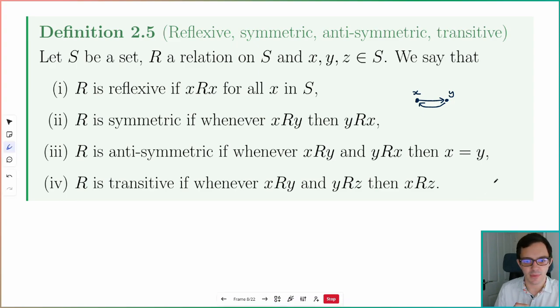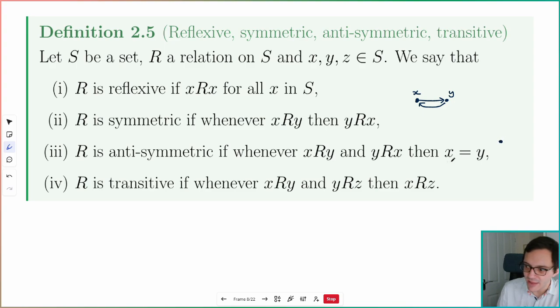That could be useful. Now the third one is anti-symmetric, and there's maybe a surprise here. Anti-symmetric is not the opposite of symmetric. That's an exercise to check, I suppose. Here's the definition. We say anti-symmetric if whenever x is related to y and y is related to x, then x is equal to y. So you might have expected the rule here to just be that that never happens, but this rule does permit the case that x could be related to itself.